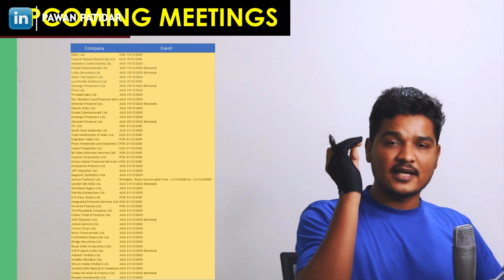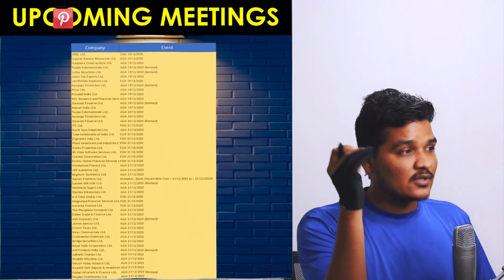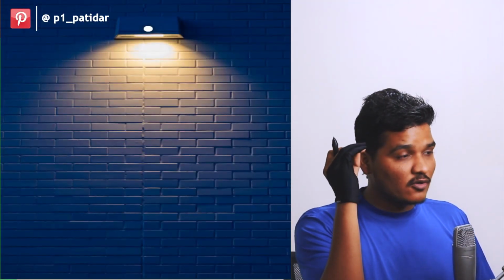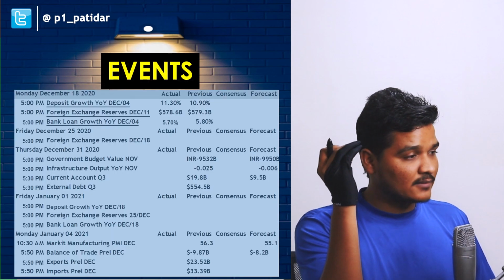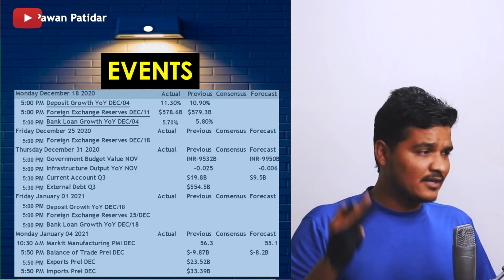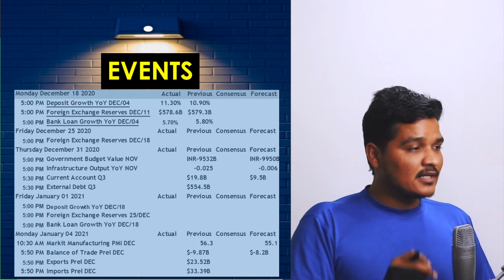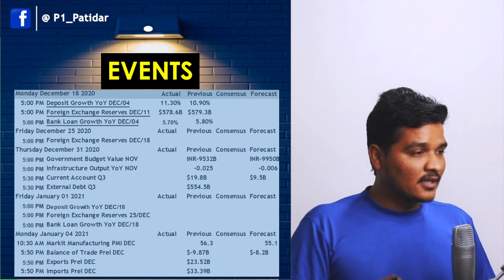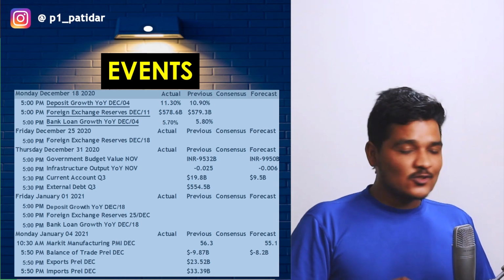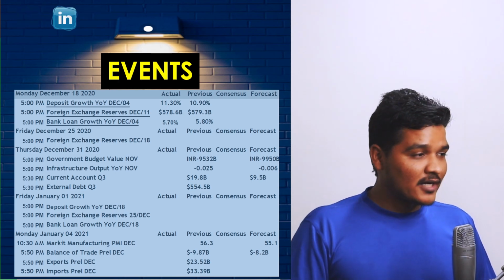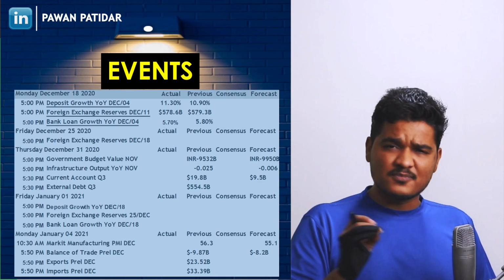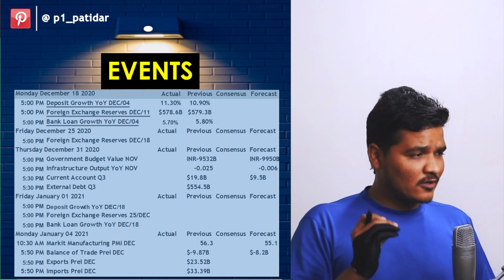Now let's move to the next and see what are the events which were today and what are the events which are going to be held in upcoming days as well. So if you see here, these were the 3 events which happened today, and it is also after market hours. Deposit growth year on year has increased, so it is good news. And the foreign exchange reserves are the same as previous, so it also has not much effect on the market.